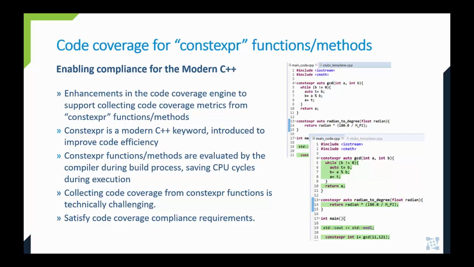Functions or methods declared as constexpr are evaluated by the compiler during the build process, and when a value is computed at compile time instead of at runtime, it helps your program run faster and use less memory. Therefore, the application is more efficient.